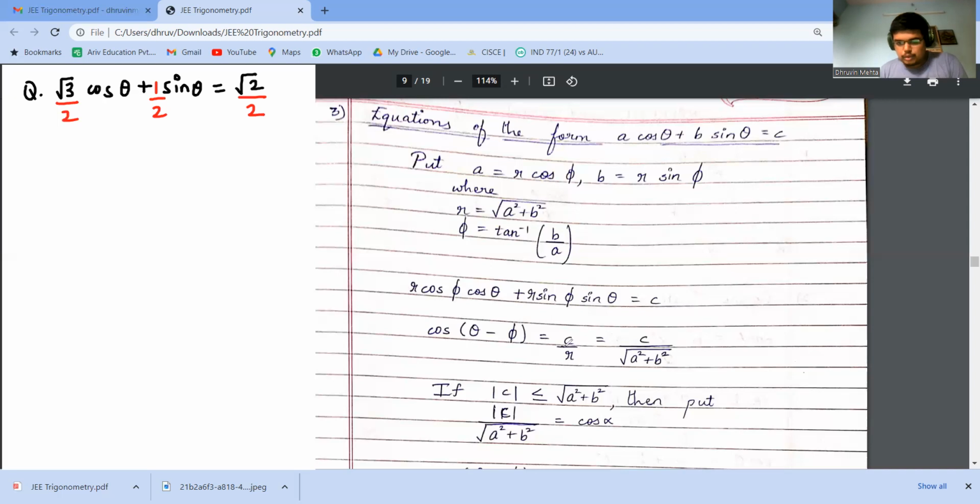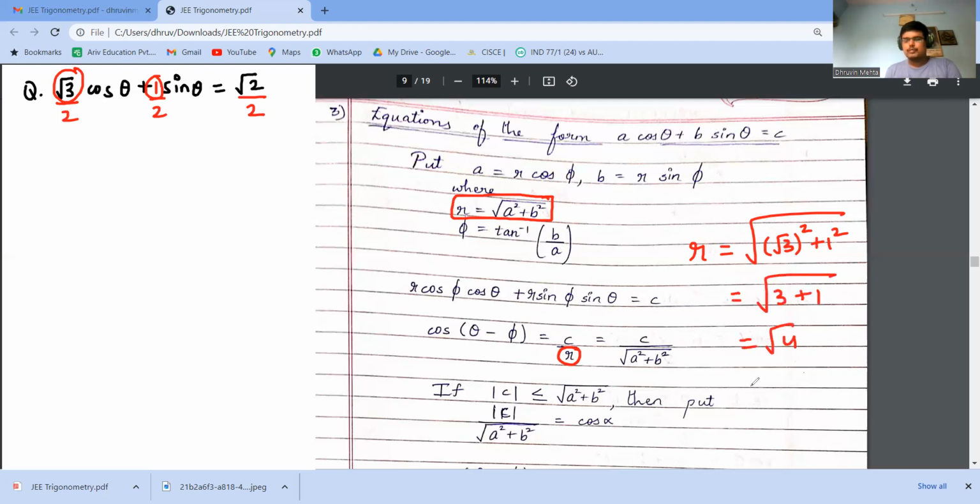अब यहाँ पे देखो, यहाँ पे आप लोगों को c by r दिख रहा है. इसका रीजन ये है, ये r क्या है, what have they said in the algorithm, what is r? r is root a square plus b square. यहाँ पे a √3 है, यहाँ पे b 1 है. Let's do some rough work. So r is equal to root of √3 square plus 1 square. So what will we get? We'll get root of 3 plus 1, which is equal to root of 4, which is equal to 2. तो जो मैं यहाँ पे बोल रहा था, we have to divide by 2, ये उसका एक्चुअल एल्गोरिथम है.